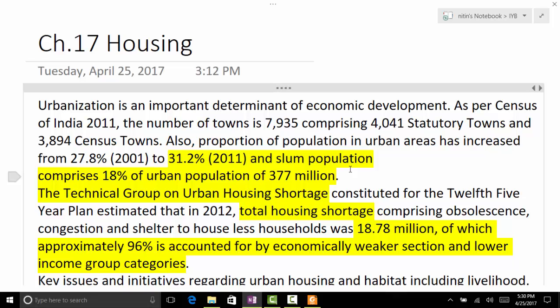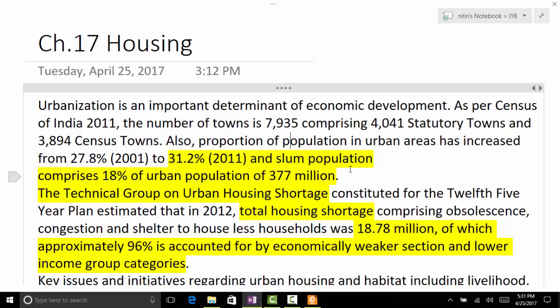As per the 2011 census, but you should also juxtapose it with the issues coming along with it. So slum population has also increased. How much slum population? 18% of the urban population. So 377 million people are living in slums. That shows the gravity of the problem. So though on one side urbanization is the engine of economic growth, when it is juxtaposed with the increasing slum population, it shows huge issues regarding inequitable urbanization, right? Haphazard urbanization that is going along with it.